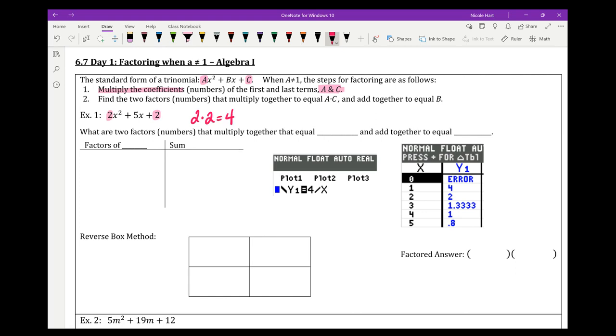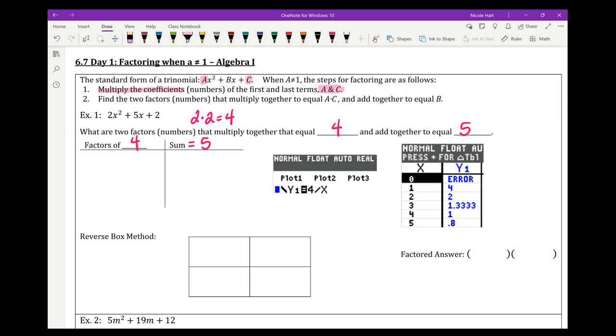And then we are going to find the factors of 4. So that multiplying of 2 times 2, we're going to find factors of 4. And then we are going to look for numbers that add together to equal b. So that part doesn't change. We're still going to add together to equal the middle number. So that is where we are going to start: factors of 4 that add together to equal 5.